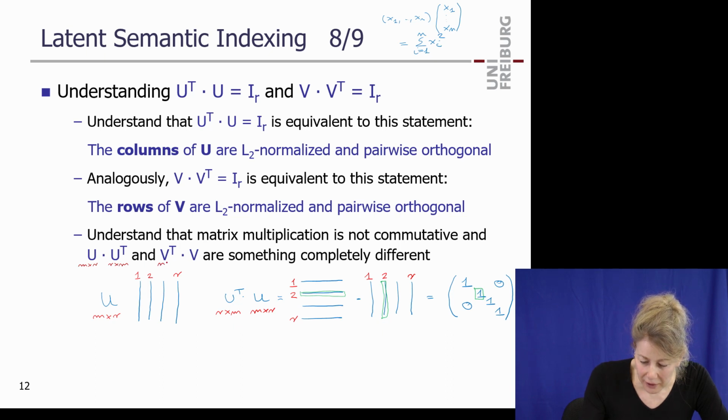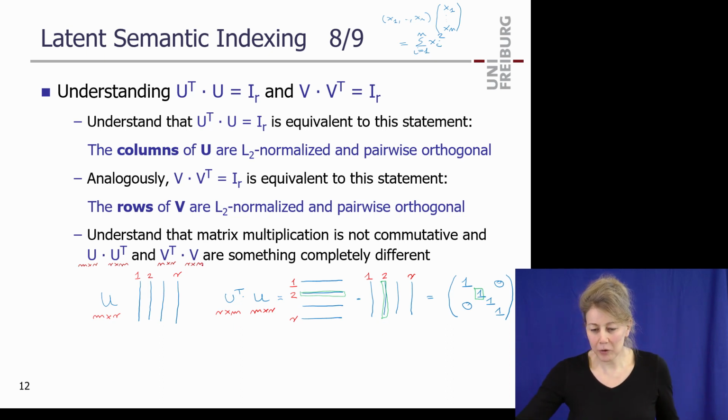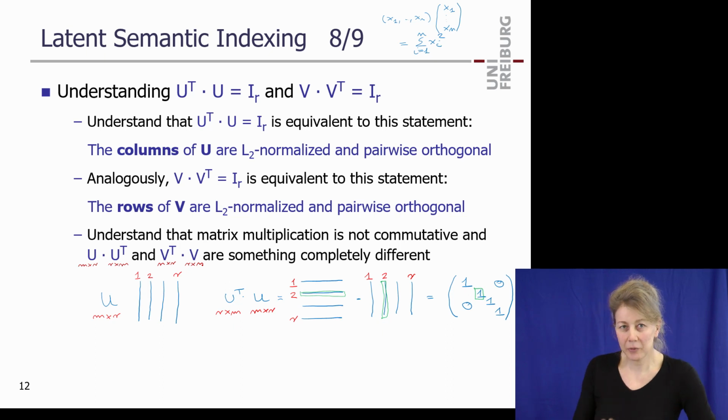And here it's an N times R and an R times N. So if you do it the other way around, it's something completely different. Okay, but that was just for some, yeah? The identity, that we have a lower rank than the full rank.